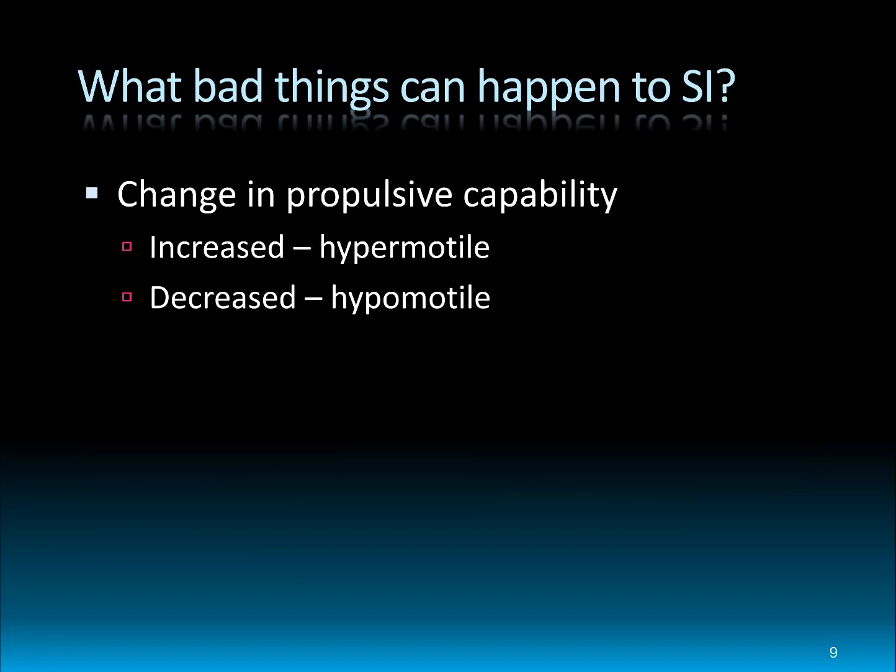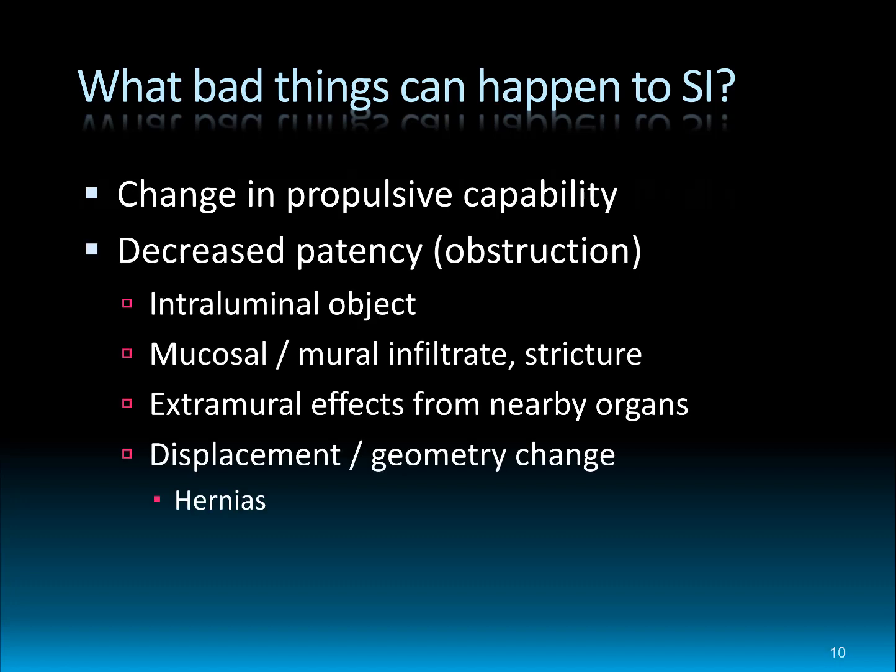And so we first have to think about what sorts of bad things can happen to the small intestine. One major thing that we see is some sort of change in its ability to move ingesta/digesta down the tract. So that may increase, the GI tract may be hypermotile, or it may decrease and it's hypomotile. The intestine can be obstructed, so decreased patency. A lot of times that is due to some sort of intraluminal object, some foreign object, but you can see masses or other infiltrates of the wall. You can even see extramural masses outside the GI tract compressing the intestine and resulting in obstruction.